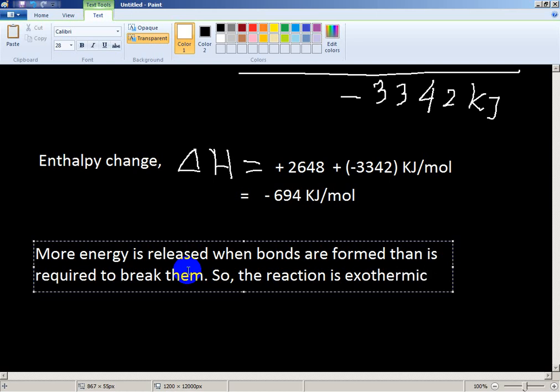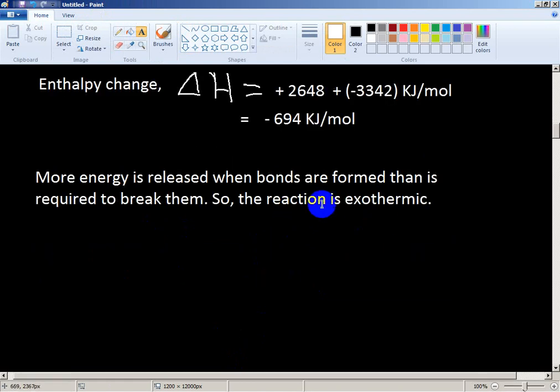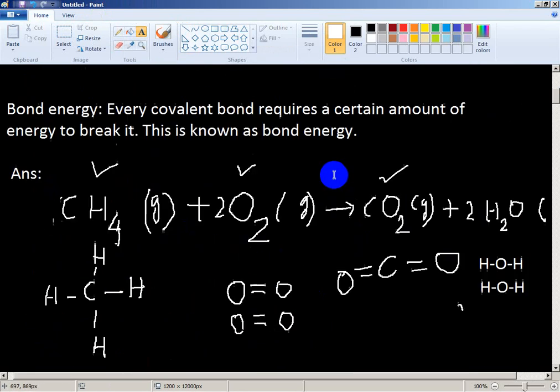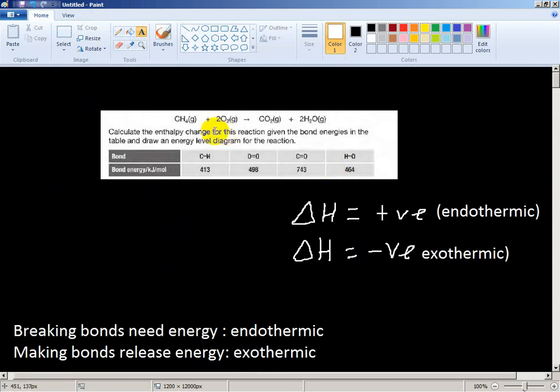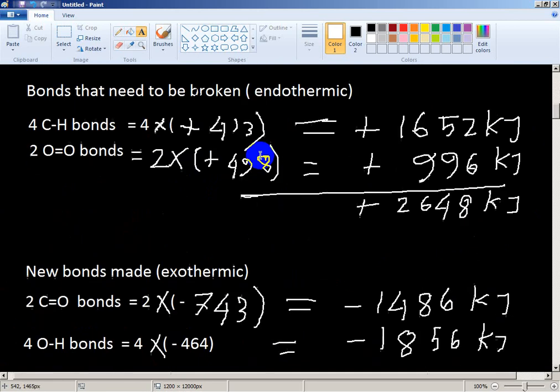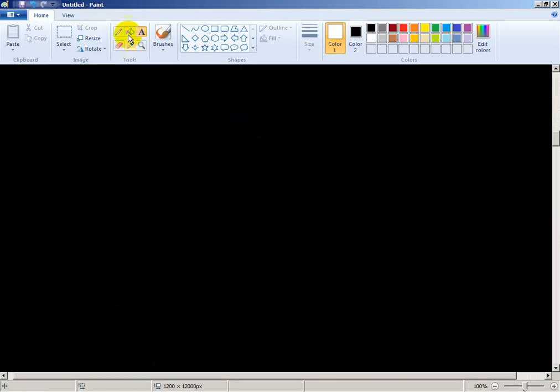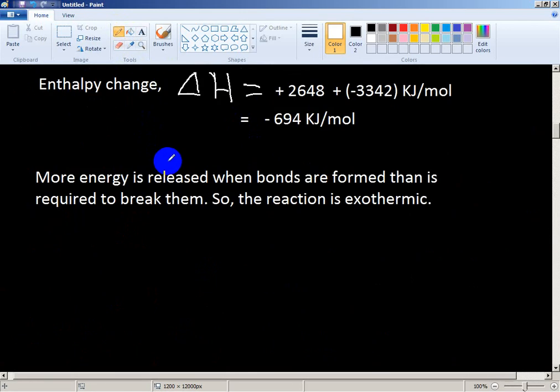Now we can draw the energy level diagram. We have found the enthalpy change. Enthalpy change is 498. This is the answer. This is the exothermic reaction. Now draw the energy level diagram. Okay, this is an exothermic reaction. Reactant energy is more than product energy.